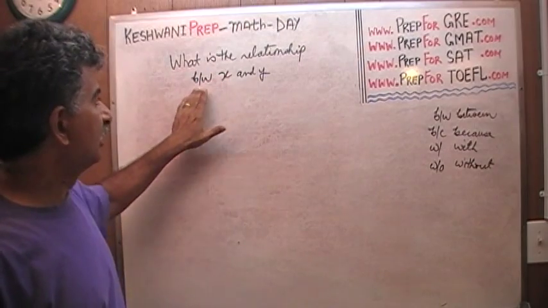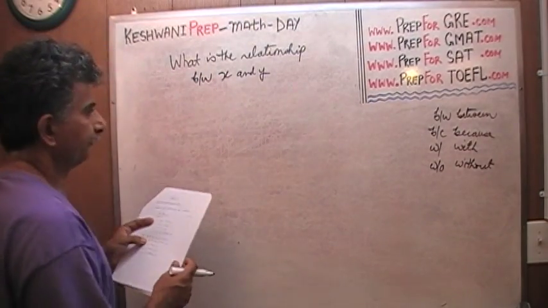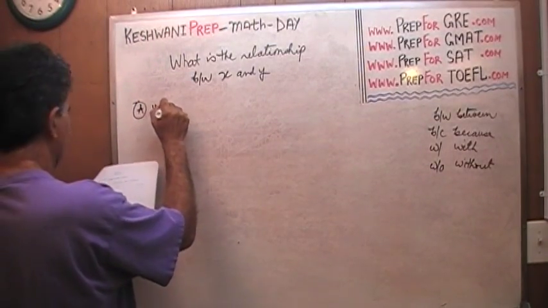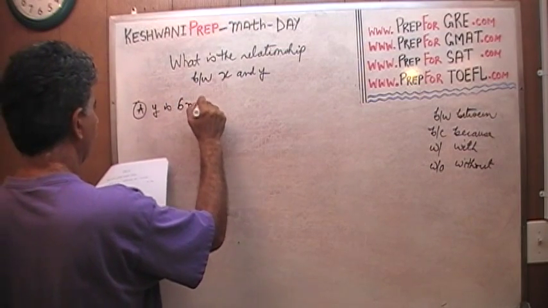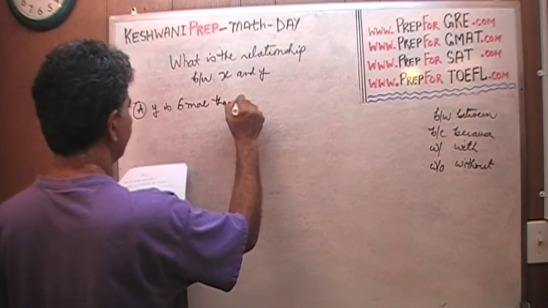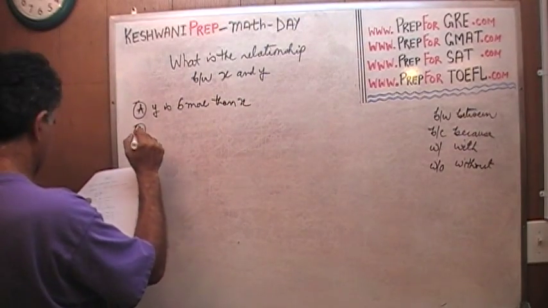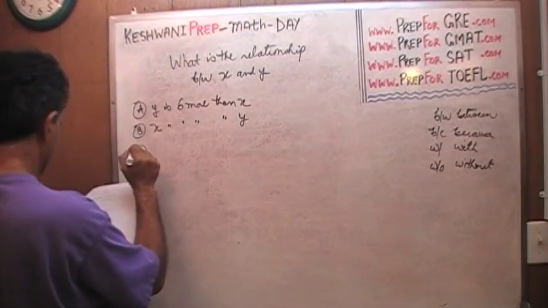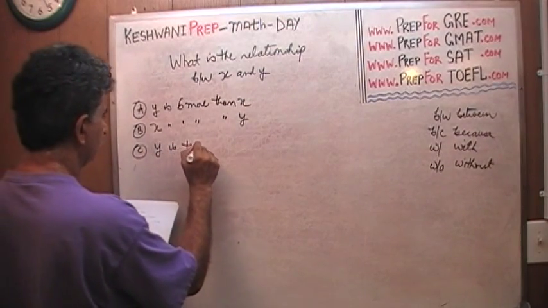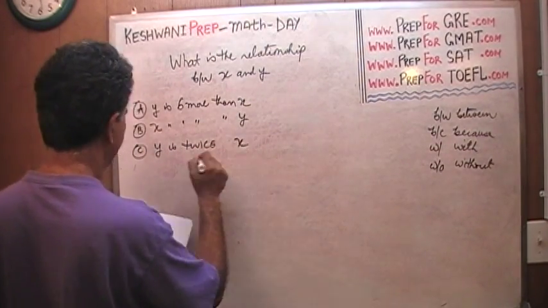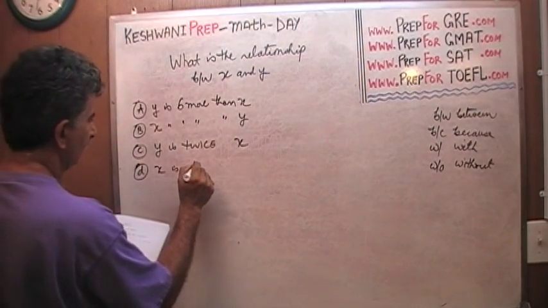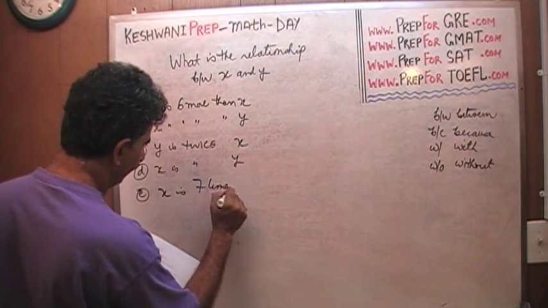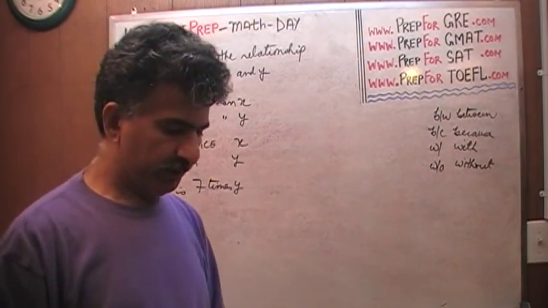The question simply is, what's the relationship between x and y? And here are your answer choices. Answer choice A, y is 6 more than x. B, x is 6 more than y. C, y is twice x. And D, x is twice y. And finally E, x is 7 times y.